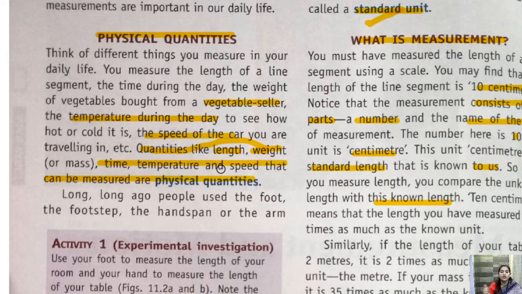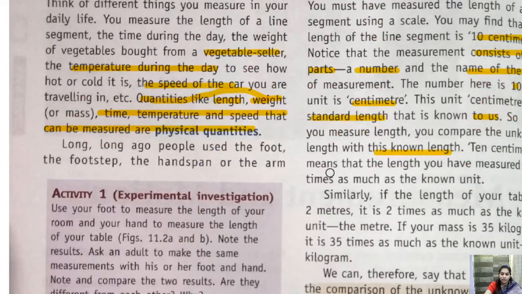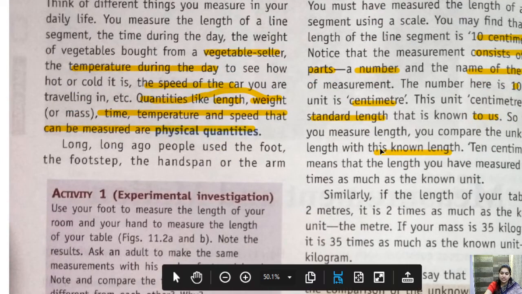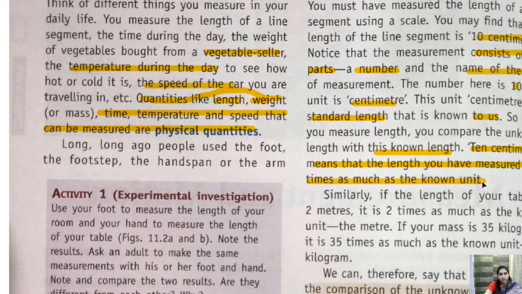Or your sister is smaller, so your sister is smaller than you. Getting my point? So we are always comparing. This measurement is also comparing things. Like this unknown length, we are comparing it with a known length. So 10 centimeter means that the length you have measured is 10 times as much as the known unit. Getting my point? So this is measurement.